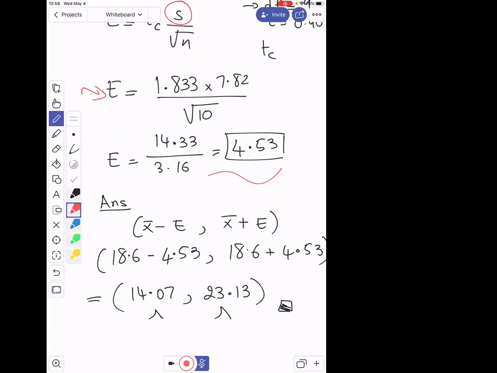And then here in the answer, this X bar is also from the first part. That's where you compute your X bar, the sample mean. This is also from part 1 of the question. So put that on the bottom, what I got from the subtraction and the adding, and that would be the answer.